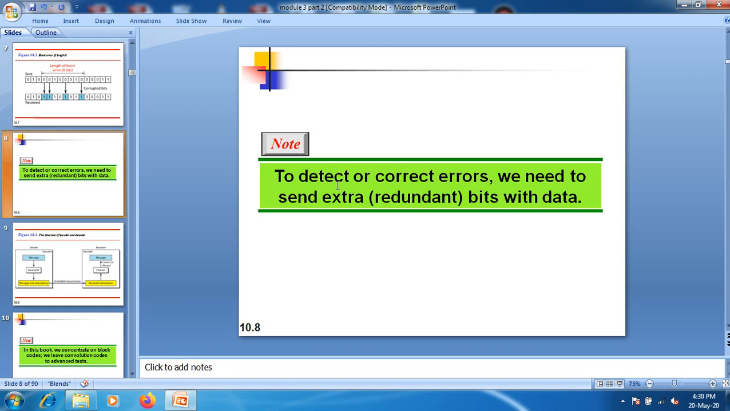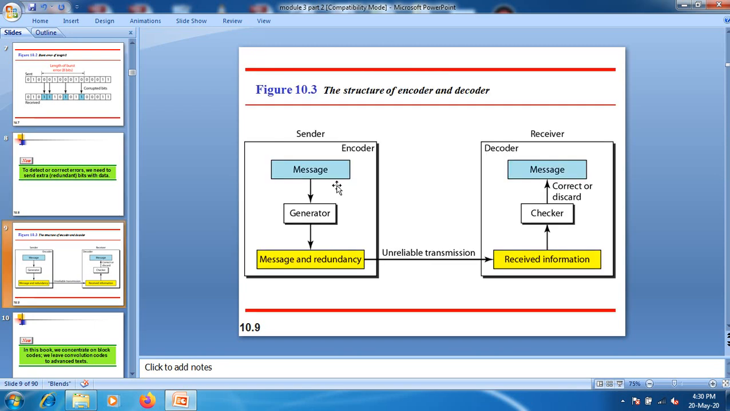When it comes to redundancy, we send some extra bits along with the data, and we need to build a relationship between these two sets: one is the data bits, the other is the redundant bits. That relationship can be achieved by using a coding mechanism. Here we have a block diagram, the structure of an encoder and a decoder.